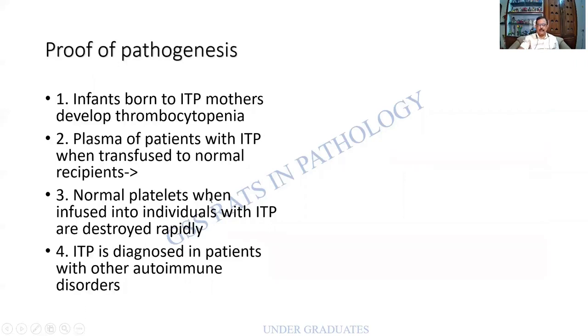Normal platelets, when they are given to a patient with ITP, are rapidly destroyed because ITP patients have got antibodies. And ITP is finally diagnosed in patients with other autoimmune disorders. Whenever you see one abnormality, look for another elsewhere and you will find it. So this is the proof of pathogenesis. I would like you people to kindly memorize. It is not very difficult.